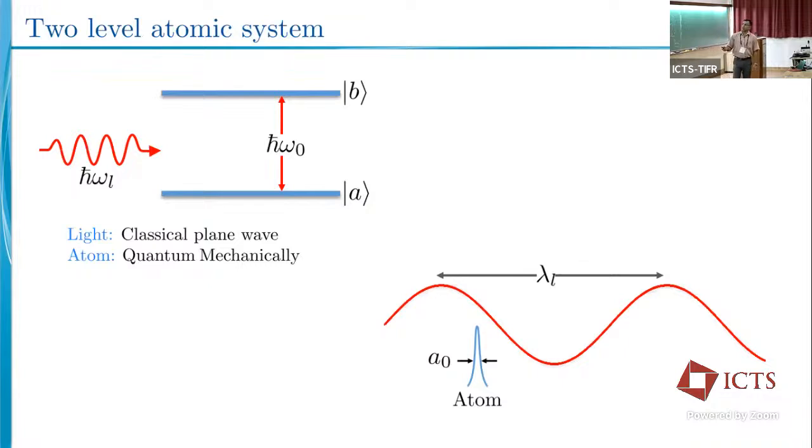And we are taking just a simple two-level atomic system. Here we're considering a classical plane wave, and we are taking this quantum mechanical two-level atom. There are many levels in the atom, but we are taking only those where the light is interacting with the atom. We are also applying the electric dipole approximation: the atom size is very small compared to the wavelength of the light I'm using here.